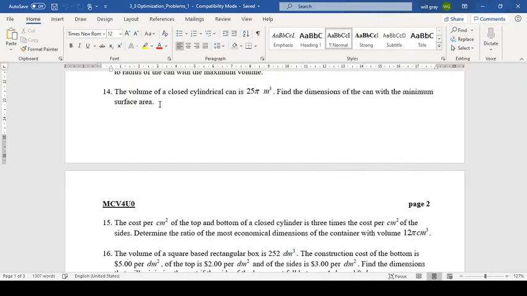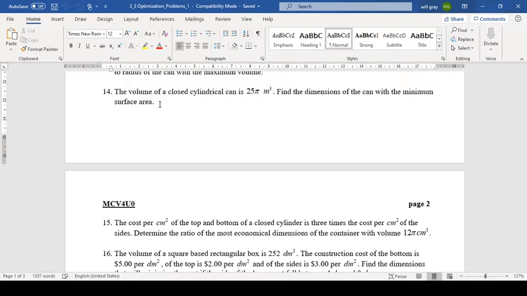So the question reads, the volume of a closed cylindrical can is 25 pi meters cubed. That's the volume, that's set. So that's like a constraint. And then it says, find the dimensions that minimize the surface area. So the surface area is the thing that we're going to be taking the derivative of, or optimizing, and it's going to be constrained by the volume, okay? And so we're trying to minimize surface area.